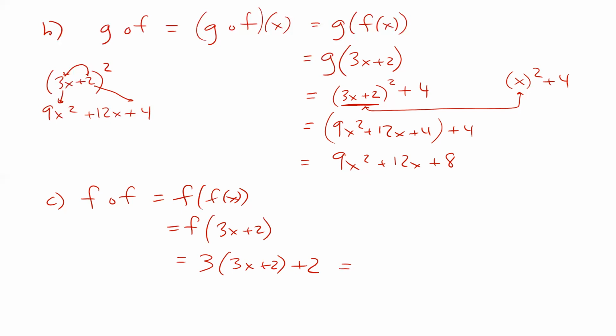What's the fastest way to compute 3x plus 2 of 3x plus 2? Let's see, multiply the 3 in. This is 9x plus 6 plus 2. 9x plus 8 is the faster version of doing 3x plus 2 twice. Okay, are we good?